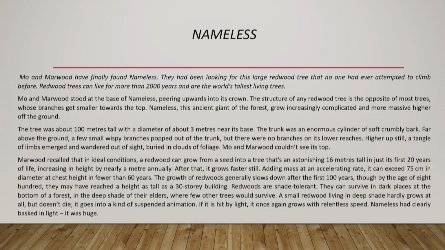The growth of redwoods generally slows down after the first 100 years, though by the age of 800 they may have reached a height as tall as a 30-story building. Redwoods are shade tolerant. They can survive in dark places at the bottom of a forest, in the deep shade of their elders, where few other trees would survive.